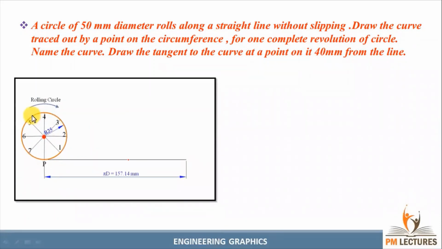After drawing this horizontal line, we need to divide it into 8 equal parts, because we divided the circle into 8 equal parts only. So we need to divide this horizontal line also into 8 equal parts. Dividing 157 by 8 gives 19 point something, which is difficult to divide. That's why we go for the any angle method. So this is the any angle method.